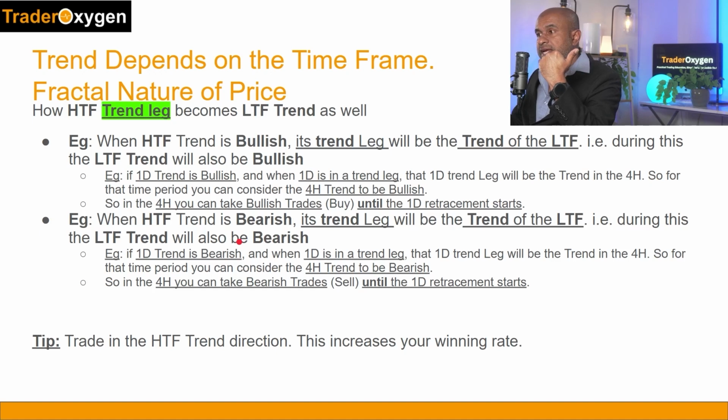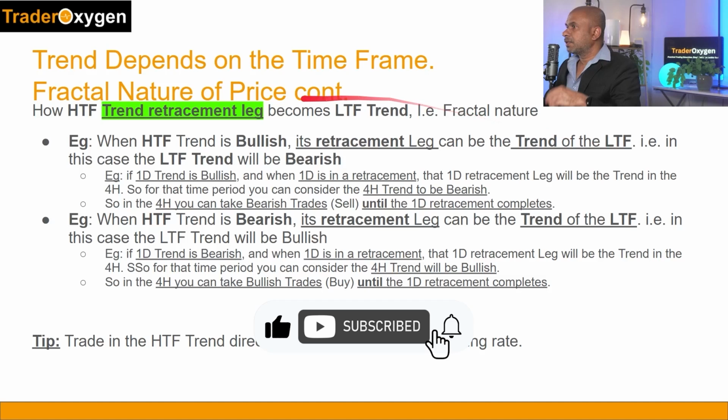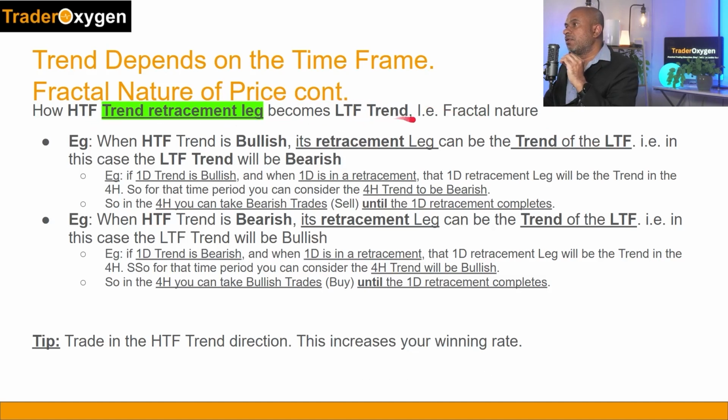Now let's see what's happening in the higher time frame pullback. As we discussed in the previous demonstration, during the higher time frame pullback, the lower time frame will go into a trend in the opposite direction. We had a look at it in the previous demonstrations. So the higher time frame trend retracement leg will become the lower time frame trend as you saw in the previous demonstration. For example, if the daily is bullish, then during the daily retracement leg, the 4-hour will be bearish as you saw in the previous demonstrations. So again, for example, if the higher time frame is bearish, that means if the daily is bearish, during the retracement leg of daily, the lower time frame will be bullish. So you saw it for a bullish example, it's the same for a bearish example as well. Okay, so let's see what's next.